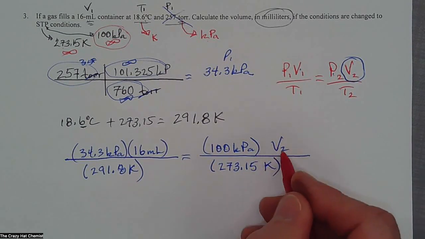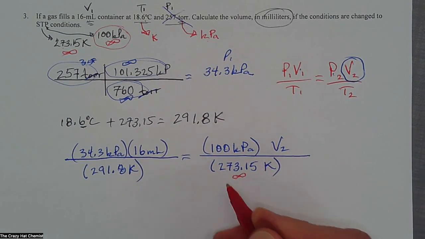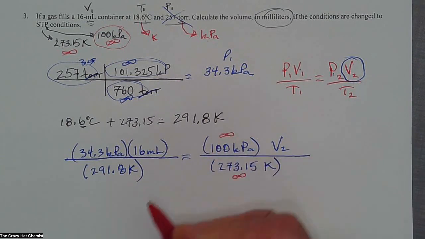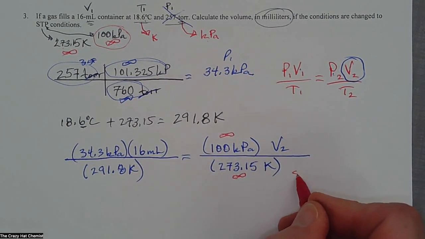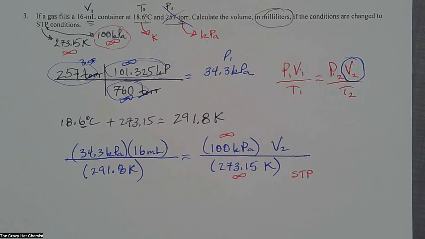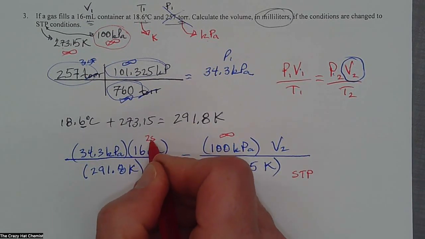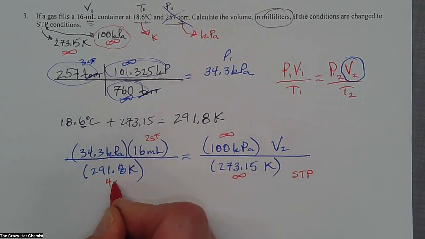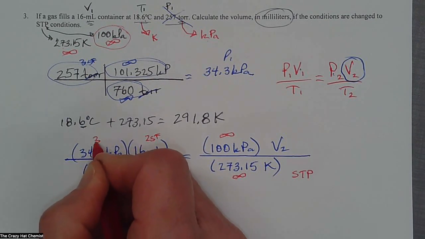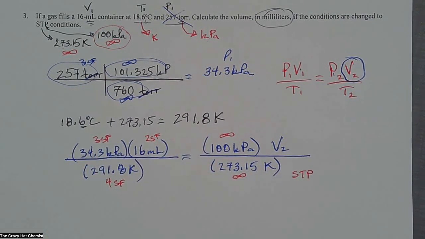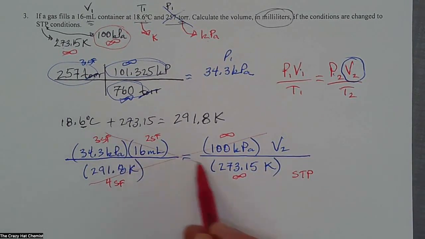So we're solving for the volume. This has an infinite number of significant figures, because they are at STP defined conditions. This has 2 significant figures, this has 4 significant figures, and this has 3 significant figures. So effectively we're doing the same thing that we did on the previous problem, and that is crisscross applesauce, cross multiply, in other words.